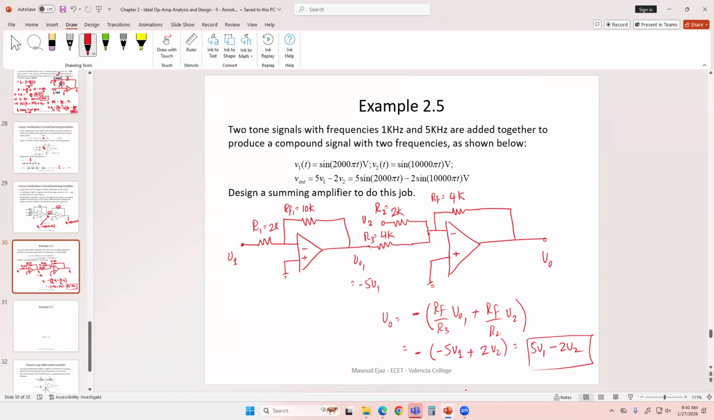Now, there's one way to do it, of course. You can have multiple ways, multiple combinations that you can employ. But this is just one way, an easier way, perhaps.